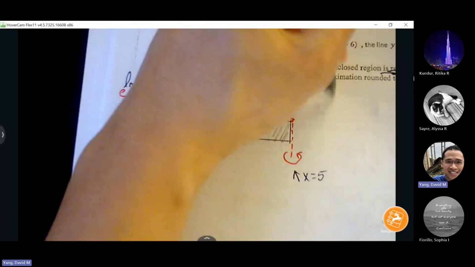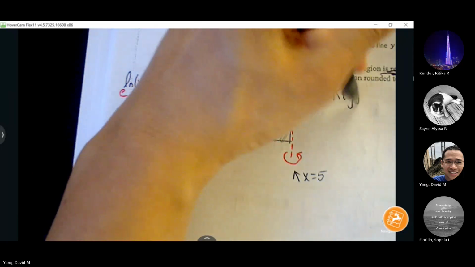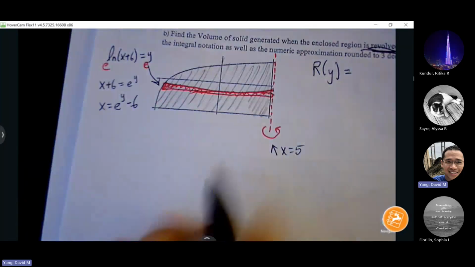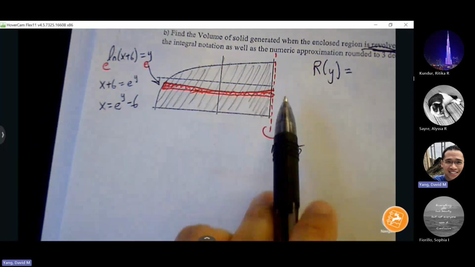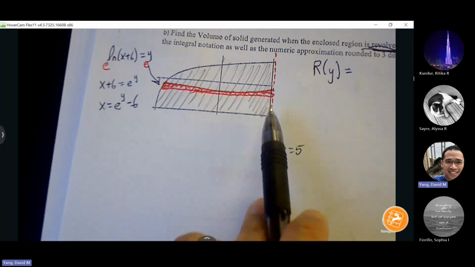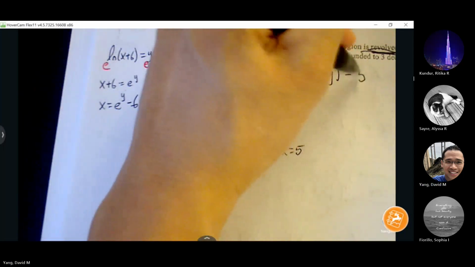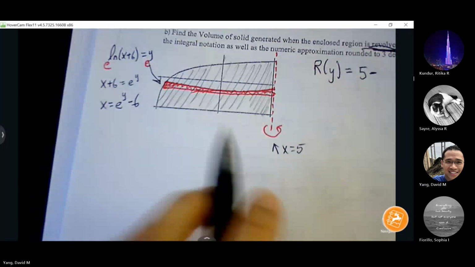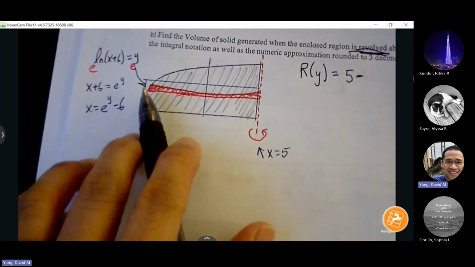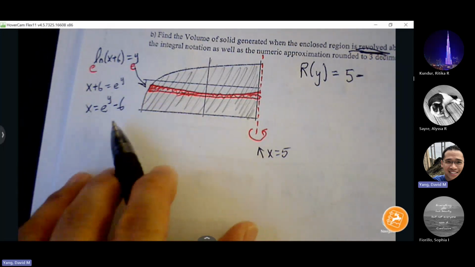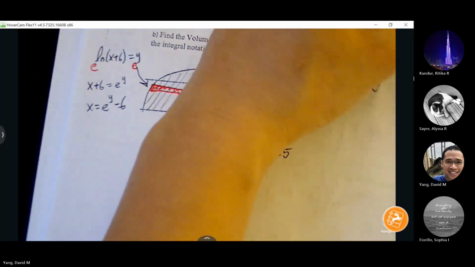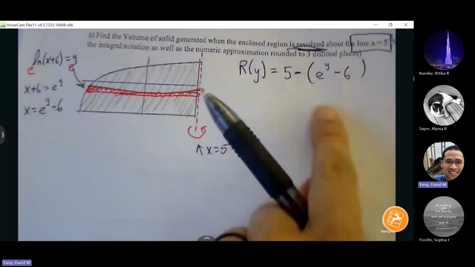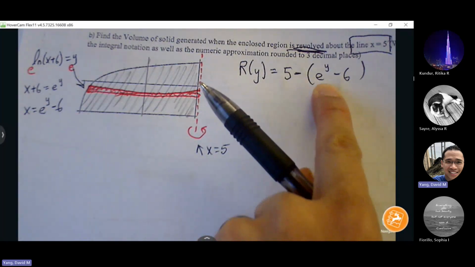Okay, one radius, big R. Right minus left. The right endpoint of my big radius is sitting on x equals 5, so that's going to come first. 5 minus the left endpoint of my big radius, sitting on the e to the y minus 6. Careful though, big parentheses, because anything that follows a minus has to be distributed.